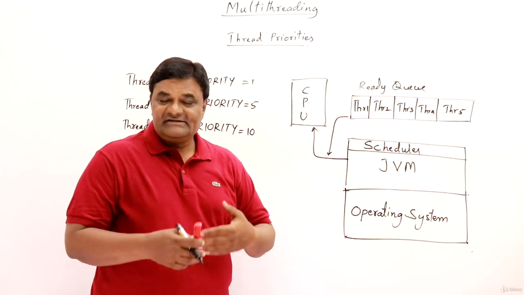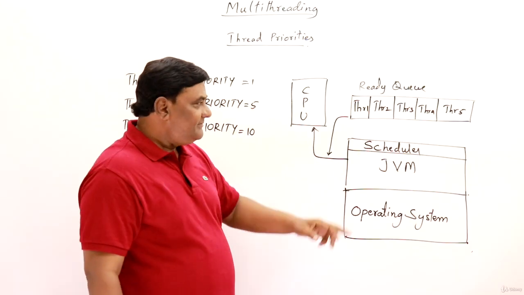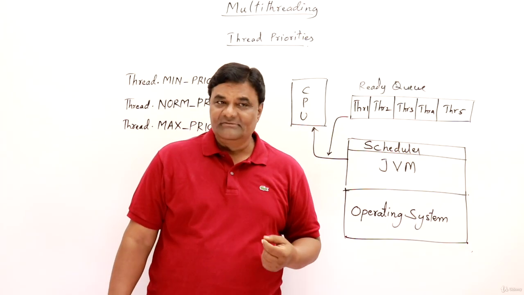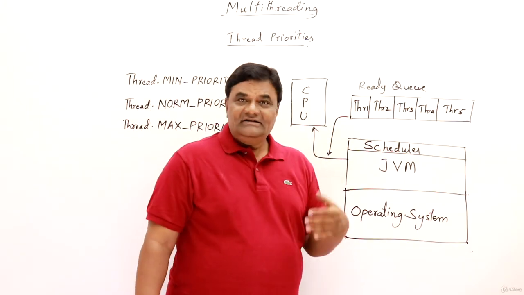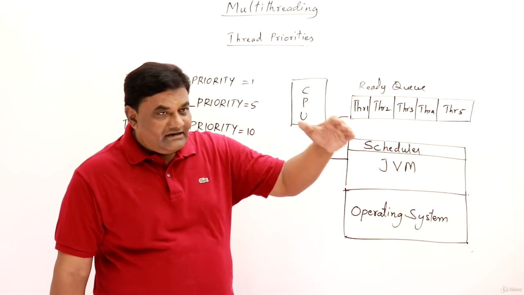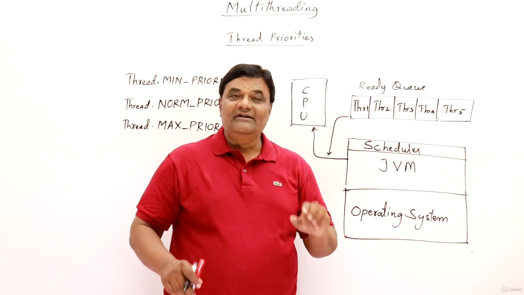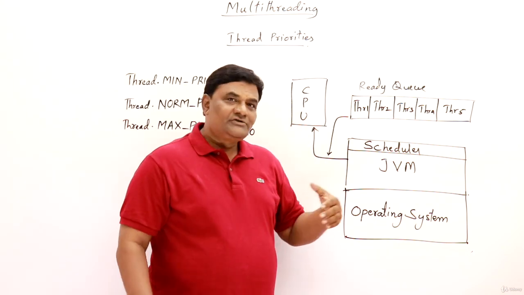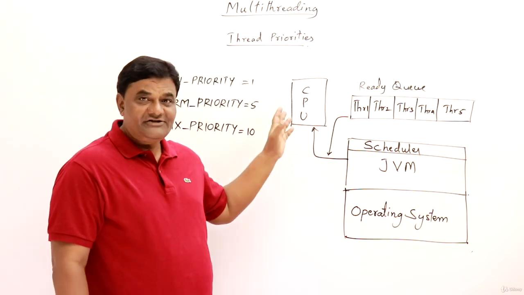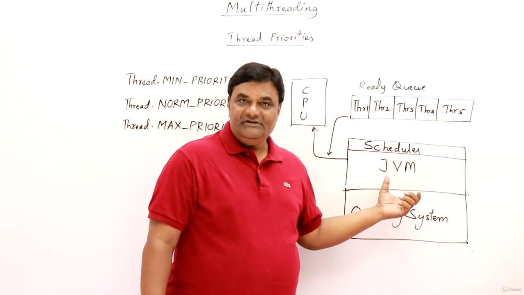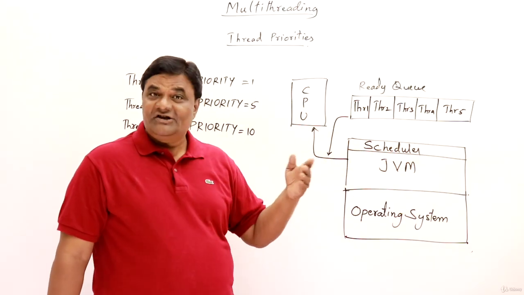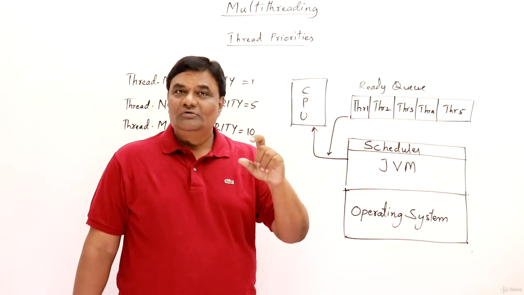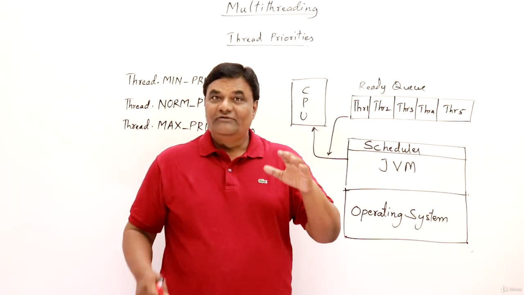So let us take a scenario. Suppose 1 second of time is given to thread 1. So thread 1 will be executed by the CPU for 1 second. The next second is given to thread 2, the next second to 3, then 4, then 5, then again back to thread 1. So assume that every thread gets 1 second of time for execution on the CPU. Who switches the threads for execution on the CPU? The scheduler, part of the JVM. So we can say that this is time sharing. All the threads are sharing CPU time and they are getting an equal time slice of 1 second for execution.